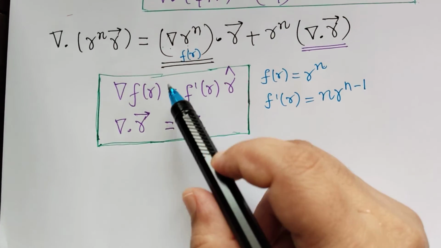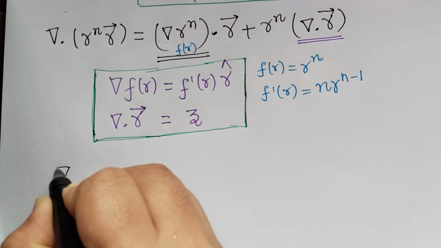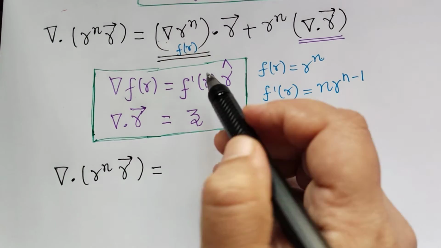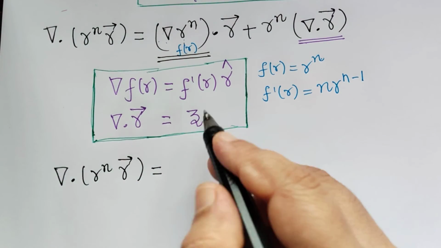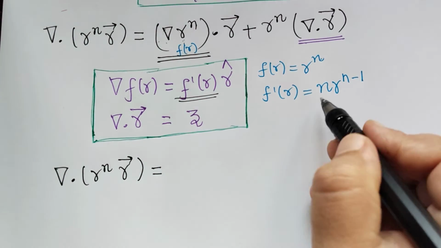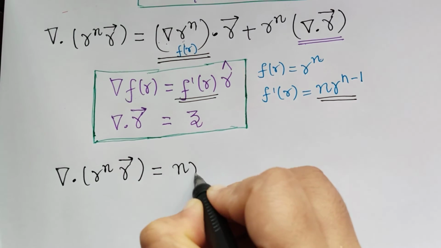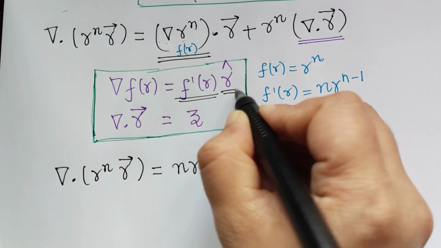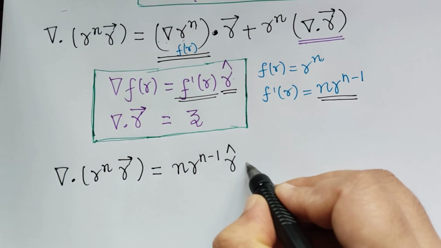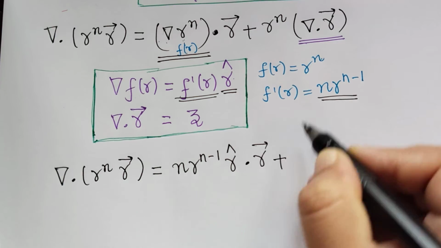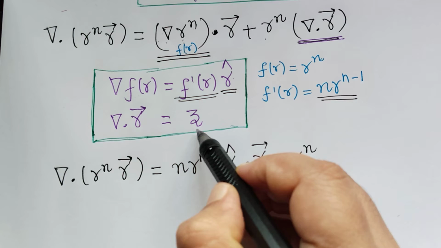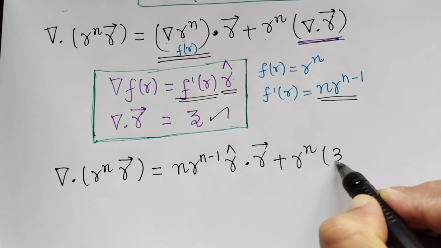Therefore, we will be getting del dot of r to the power n r vector to be equal to, first, del r to the power n, which when we apply here, will be the differentiation of r to the power n, which we have got as n r power n minus 1, multiplied with r cap. And then we have the dot product with r vector, plus r to the power n. And what is del dot r vector? It is equal to 3. So that we will apply here.